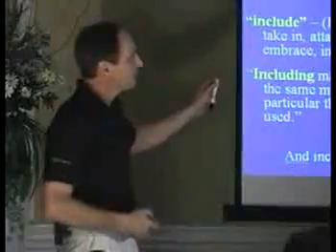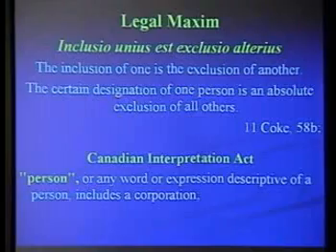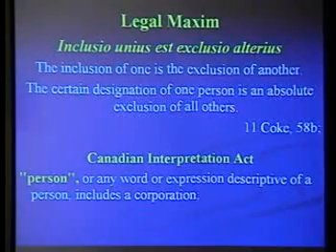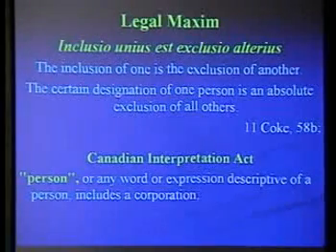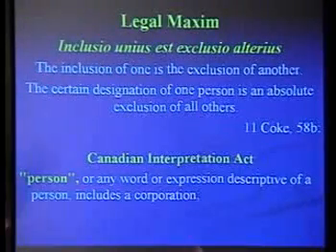Okay? Now this was probably the hardest word. I don't know how many months I spent on it, because to me it was like, no, it can't be. You know, emotionally I couldn't accept what I was reading in front of me. So I kept digging and digging, came across a legal maxim. Inclusio unius est exclusio alterius. The inclusion of one is the exclusion of another. The certain designation of one person is the absolute exclusion of all others.